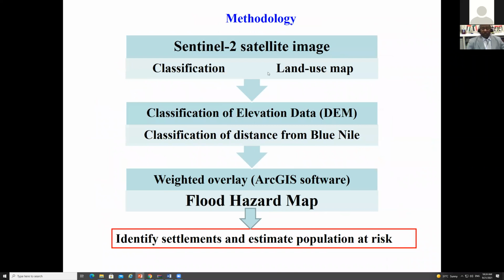So what we did first, we classified the satellite image to generate the land use. We classified also the digital elevation model. We made a buffer around the river to know which areas are close and which are far. And then we created a weighted overlay in our GIS because these are different factors with different units. So we normalized all of them to a scale, and then we created the flood hazard map.